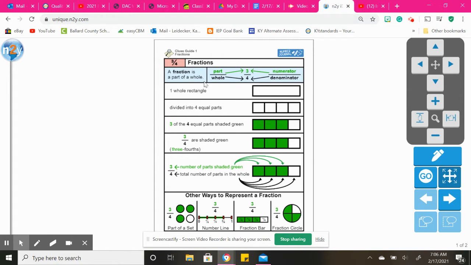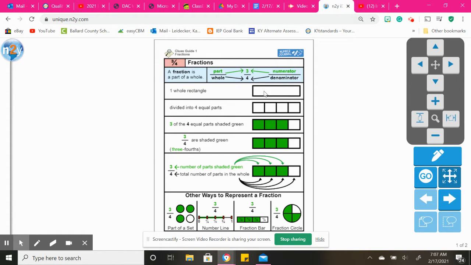So on N2Y, it shows that a fraction is a part of a whole. So on the very top, we have the part, and then we have a line, and then we have the whole. On the top, it's called the numerator, and the bottom is called the denominator. And those videos will also help you understand the numerator and denominator.